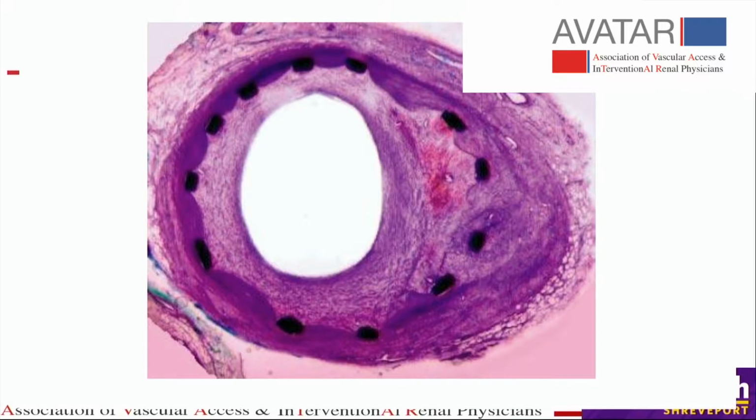So a covered stent with the PTFE graft layer on top of that metal stent helps to prevent that ingrowth and has been shown to have some better results compared to the bare metal stent. So in my opinion, bare metal stents should never be used.